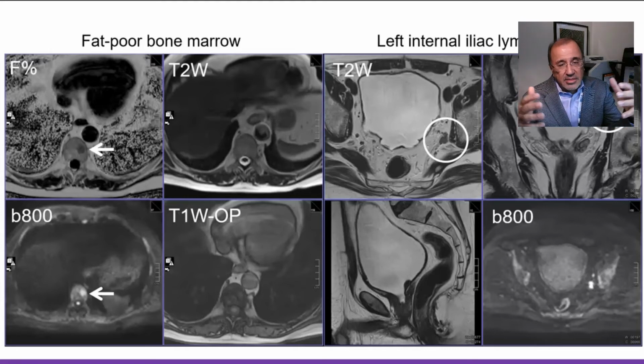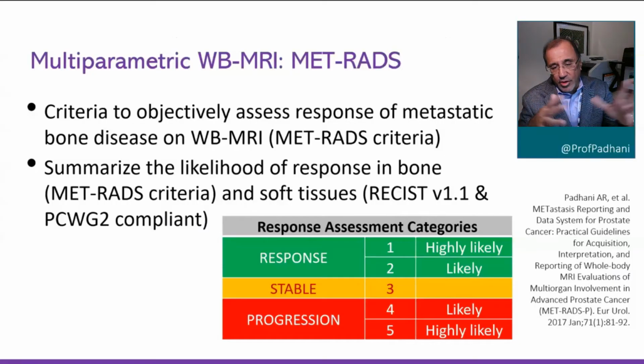But the MET-RADS system goes much further than just giving you a couple of protocols. It also provides you with criteria by which you can assess the response of metastatic bone disease and enables you to summarize the likelihood of a response on a Likert scale. So Likert scale 1 and 2 represent response, Likert scale 4 and 5 represent progression.